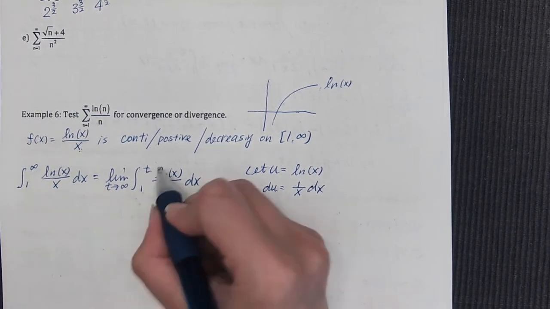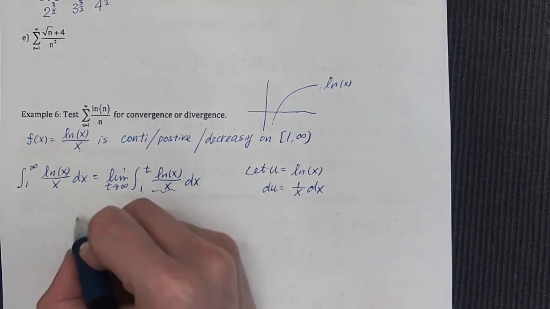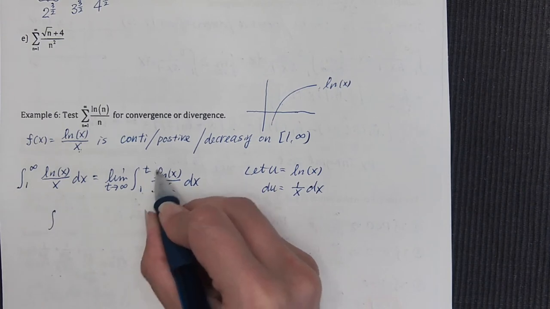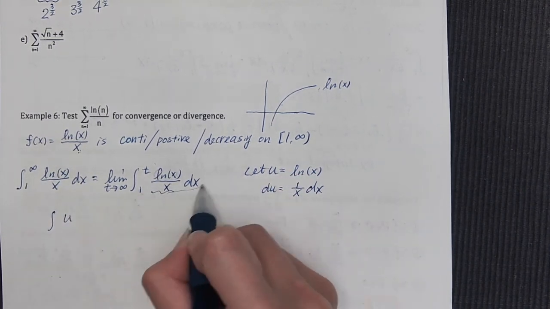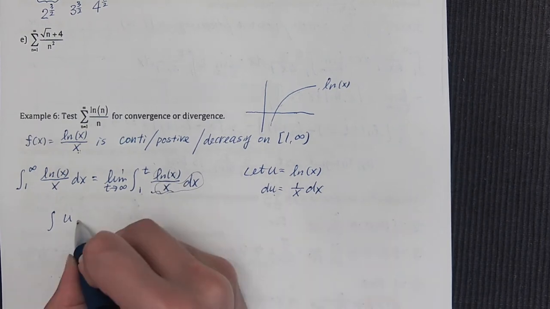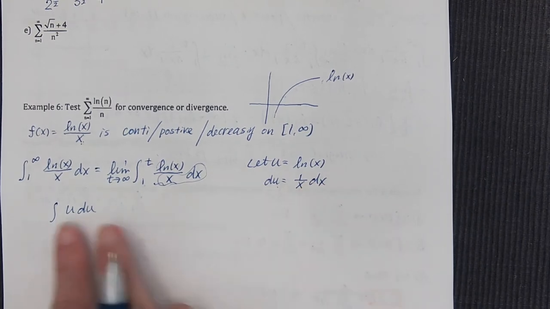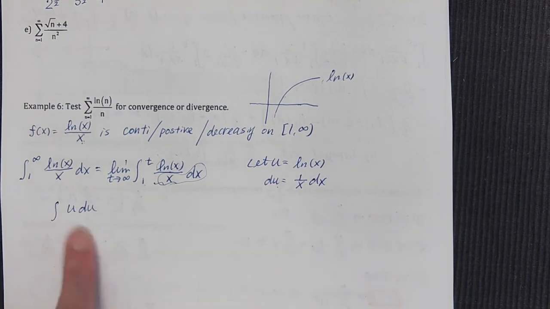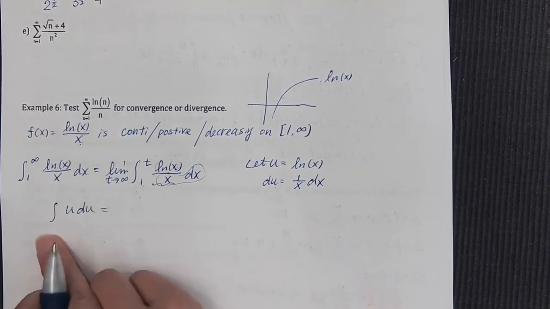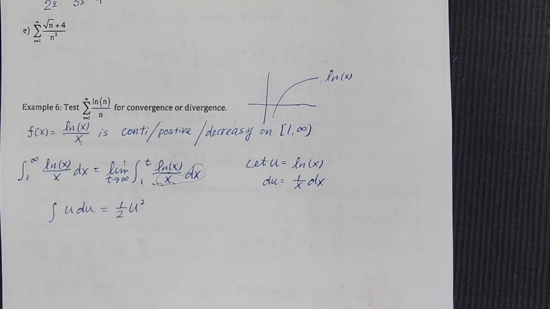So my integral is, forget the 1 to t, we will take care of that later, okay? So the integral of, this is my u part, and this is our du. Oh, it's just the integral of u du. That's just u substitution. So what's the regular integral? It's 1 over 2 u squared. Very normal.